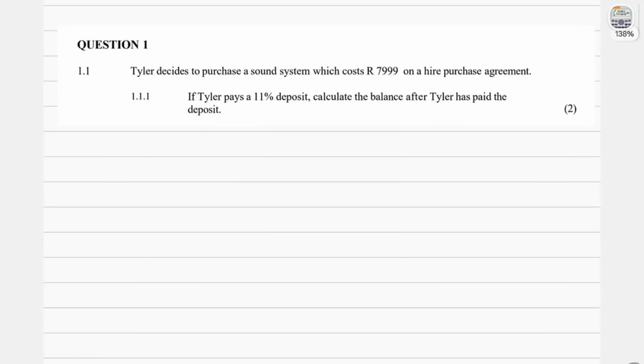Question 1.1 says, Tyler decides to purchase a sound system which costs 7,999 Rand on a hire purchase agreement. So 1.1.1 says if Tyler pays a 11% deposit, calculate the balance after Tyler has paid the deposit.